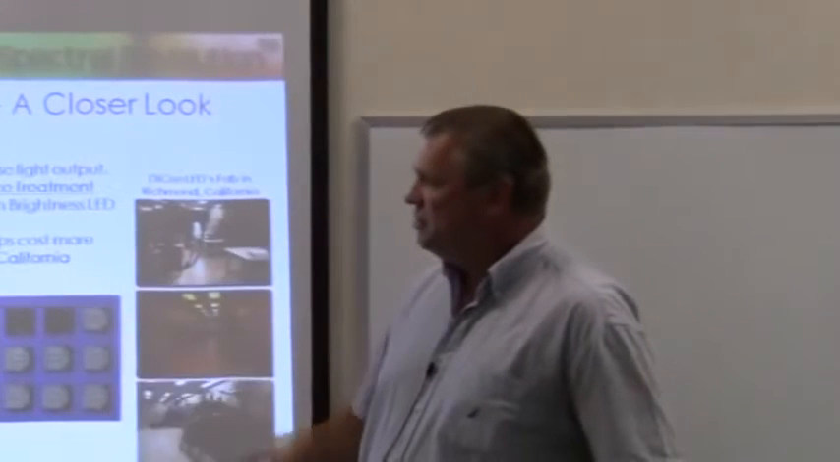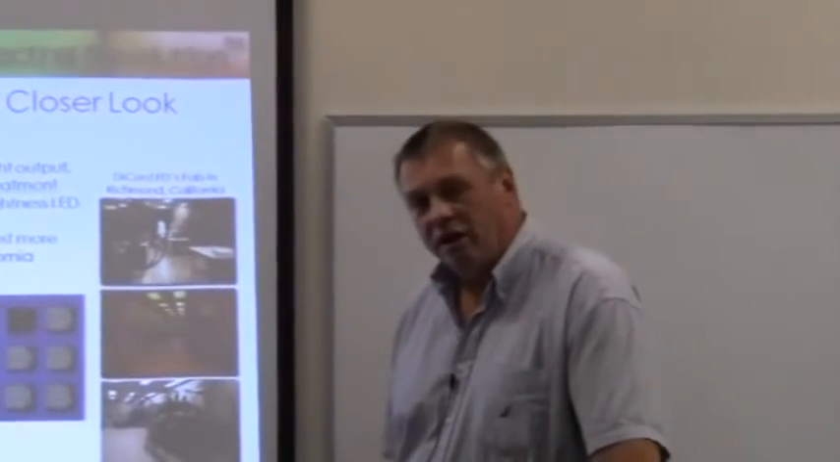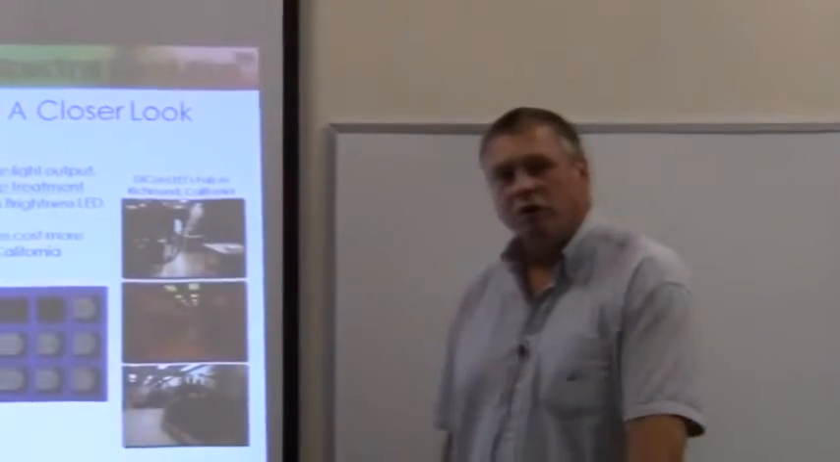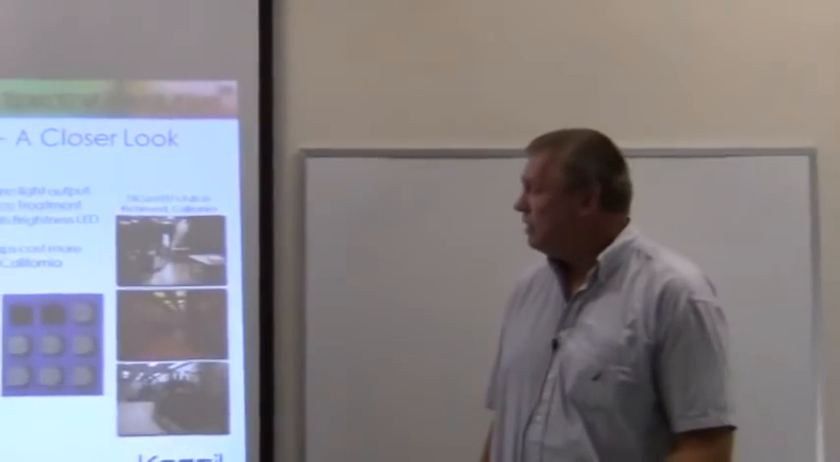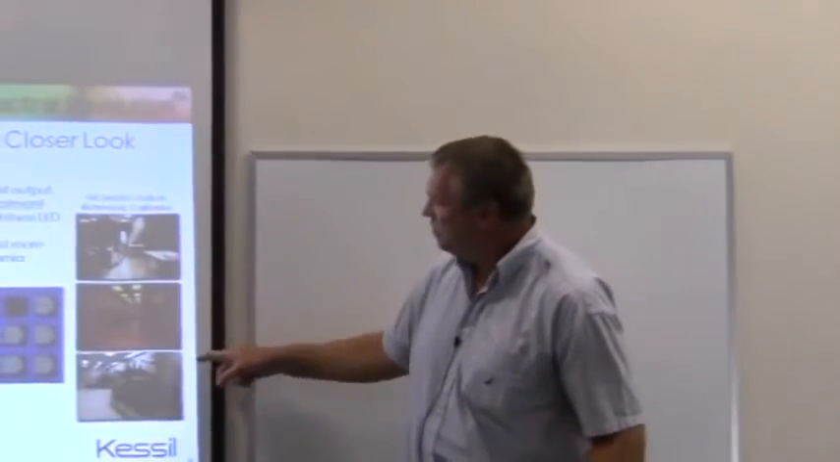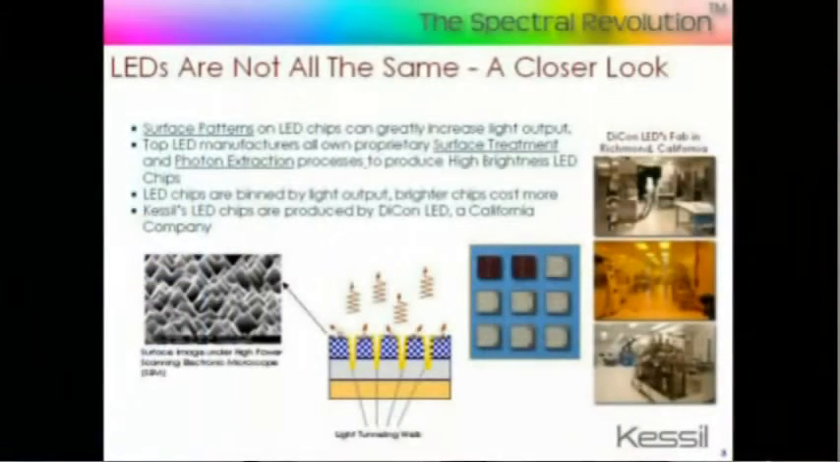The LED chips used in Kessil lighting products are produced by Dicon LED, which is a California-based company, with our own fab for manufacturing LED chips at the wafer level. And some of the photos here show scenes from our LED fab.